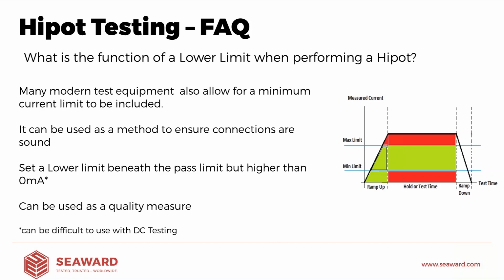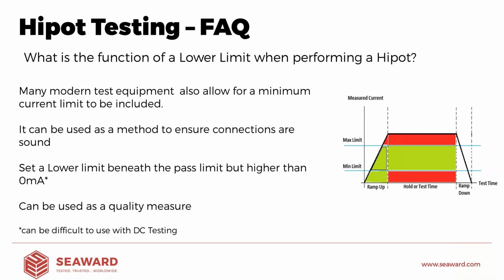Consider we have our positive and our negative terminal on the Hipot tester. We plug the positive onto the product and we forget to connect the negative. What we've done is effectively created an open circuit condition. And that open circuit condition will pass if we don't have a lower limit, because no current will flow back into the product. But when we've taken our measurements, we know that we've got an amount of leakage flowing.